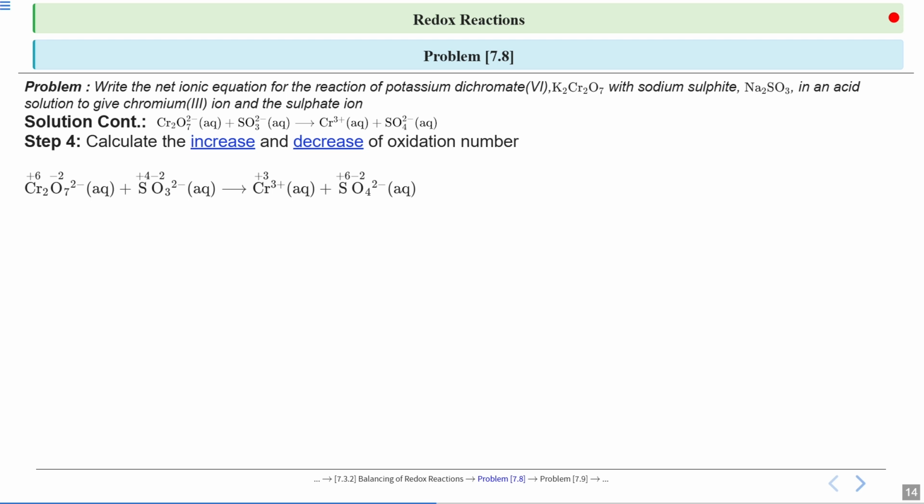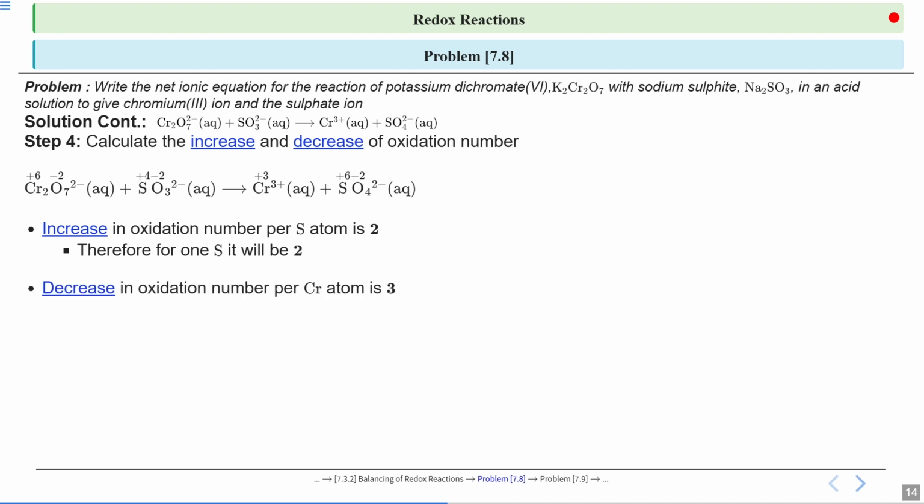So you can clearly see here in the reaction, if you look over to the sulfur first, in sulfur it is going from +4 to +6. That means if we consider the increase in the oxidation number per sulfur atom, it is 2. While if we look over the chromium, we will also find it. So for one sulfur atom, it will be 2. And if we consider the decrease in the oxidation number per chromium atom, it is 3.